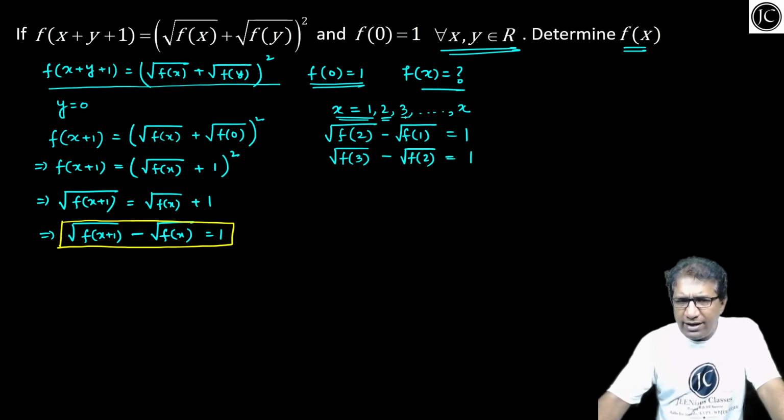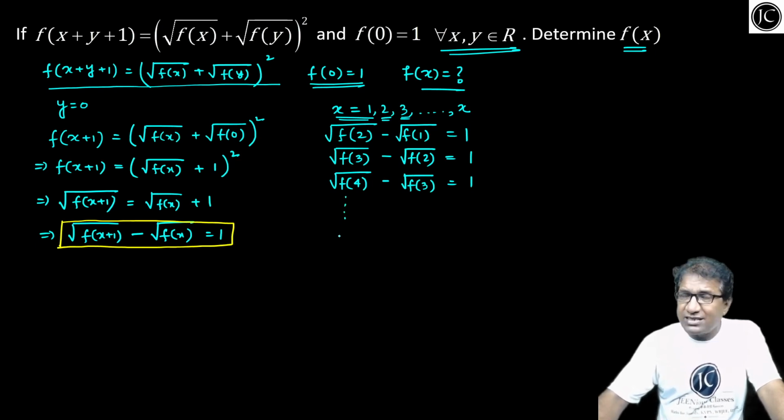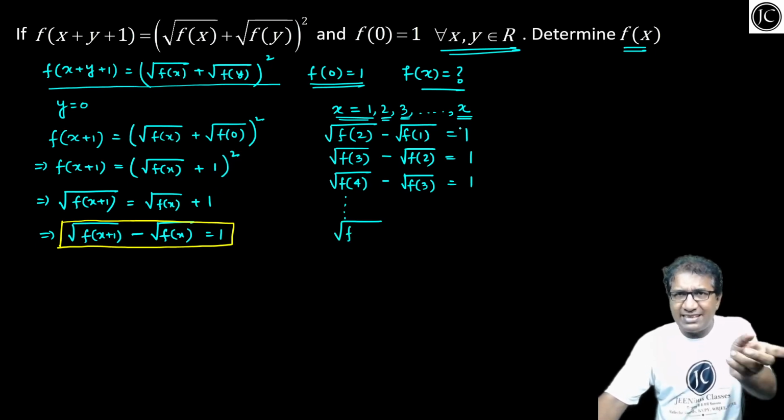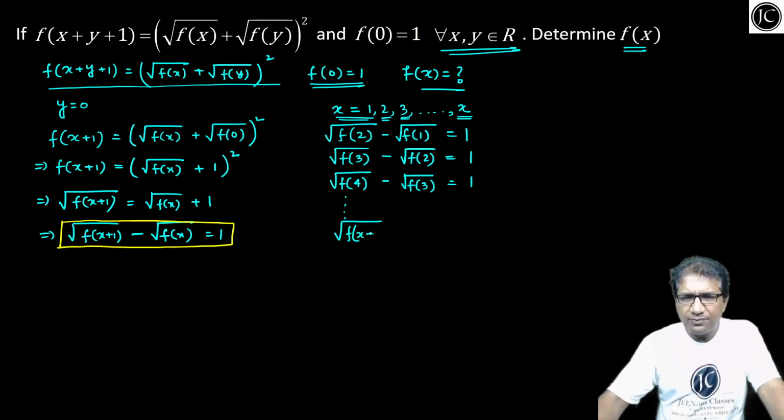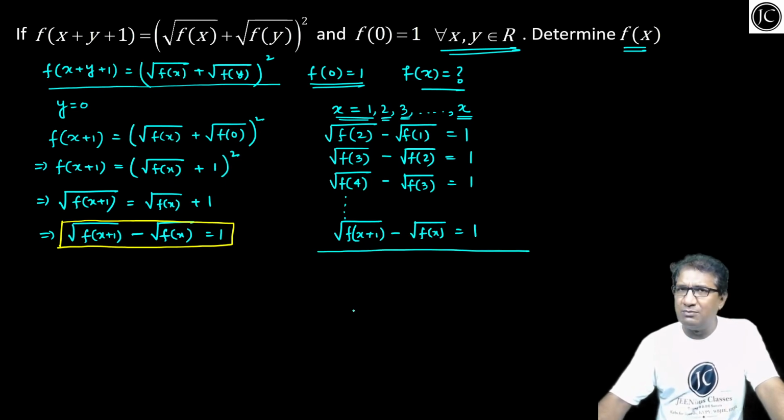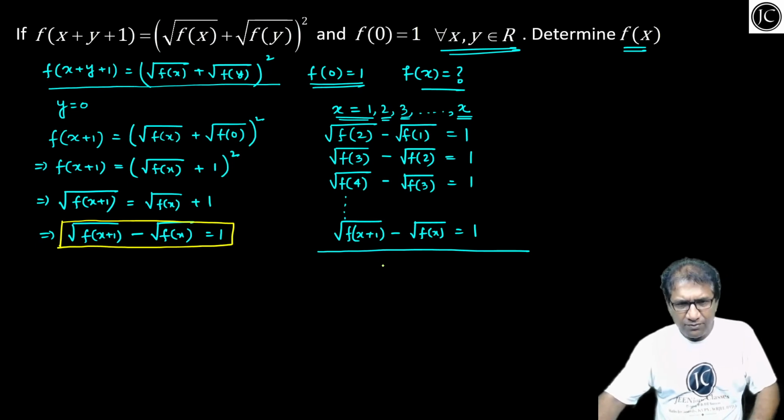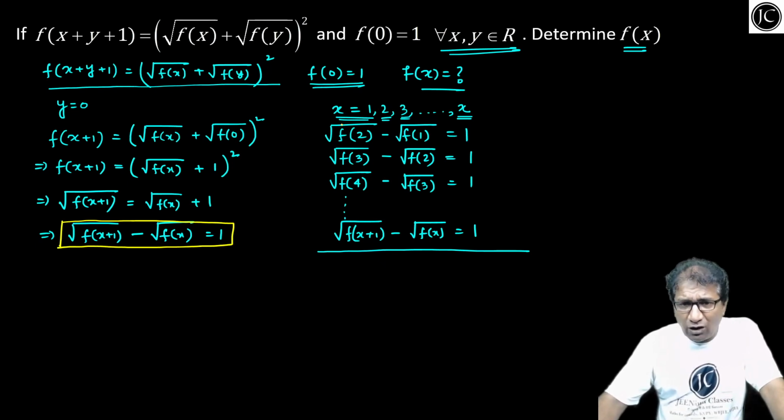Then again when we are putting x equals to 3, again this is 1, and this thing goes on. For how many times? For x times. So for the last one, when we put in place of x as x, which is again equals to 1. Now if I add all those terms, look at it carefully, if we add all the corresponding terms, this term goes off, this term goes off, and this thing goes on.